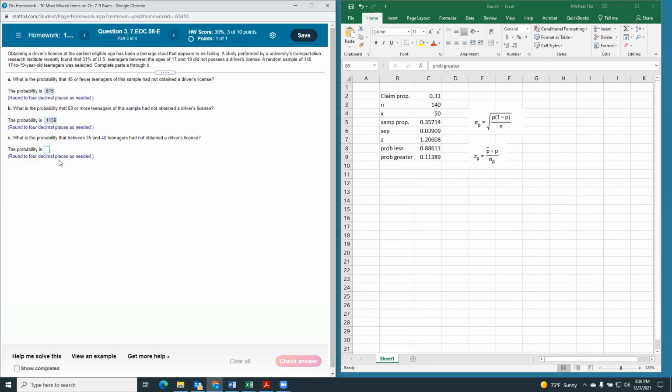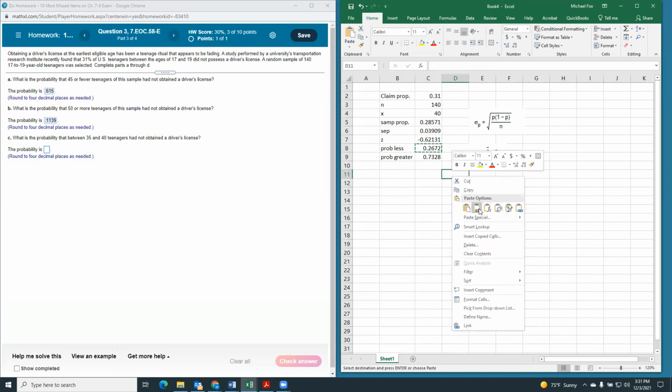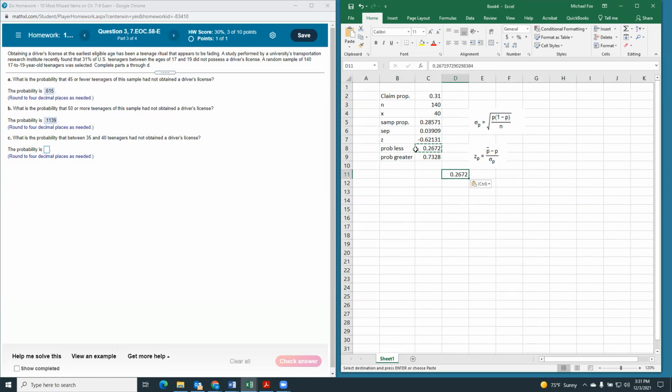Probability between two numbers, so we'll first figure out the probability that it's less than 40. We're putting 40 here. That gives us 0.2672. I'm just going to copy that and put it over here so I can have it in a second. And then next we'll do the probability that it is less than 35. And then we'll subtract the two. So we'll take this one, the probability that it's less than 40, minus the probability it's less than 35. That'll give us the probability that it's between the two, 0.2048.